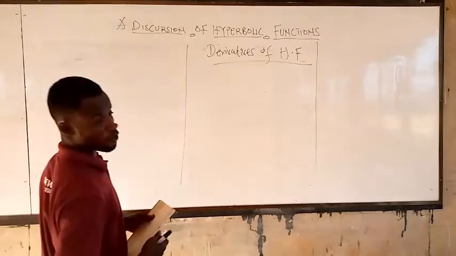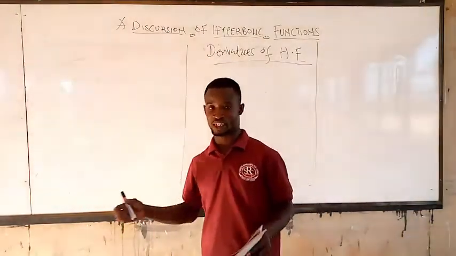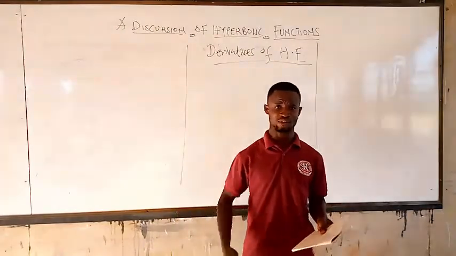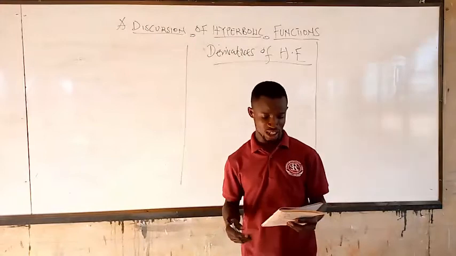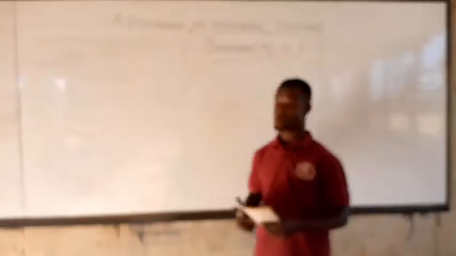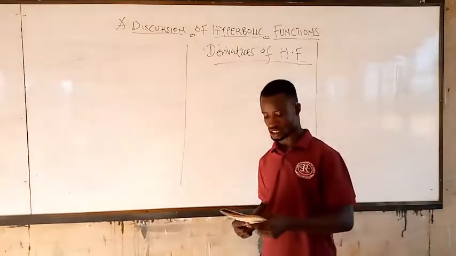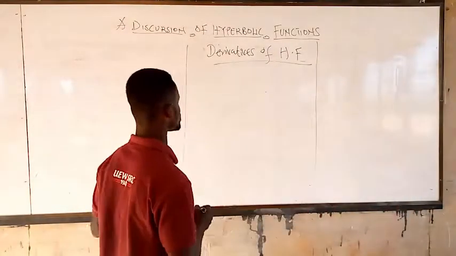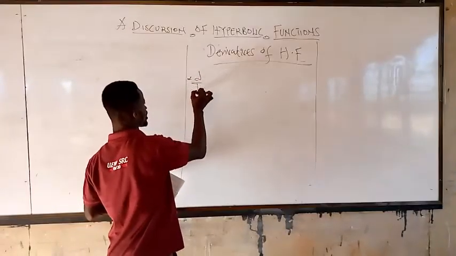Alright, before we go to the inverse, you see, when we go to the inverse of hyperbolic functions, we go for the derivative of hyperbolic functions. So now that we are done with the hyperbolic function definitions and all that, and the proofs of the identities, let's look at the derivatives of the hyperbolic functions.